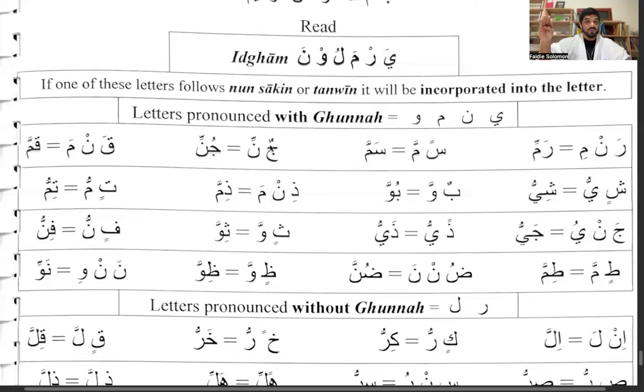So those 4, when they come after a noon sakin or a tanween, then we will incorporate them into the noon sakin and tanween. The n sound falls away, and we're going to make some ghunna there. So this is not going to be jun, it's going to be junni, right? This is not going to be qanya, it's going to be qamma, with ghunna and slight nasal. So the n falls away, it's incorporating into that.